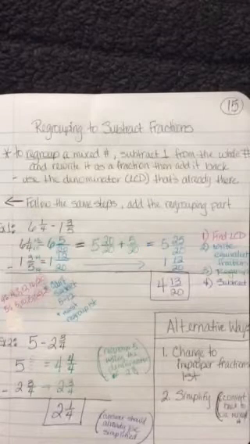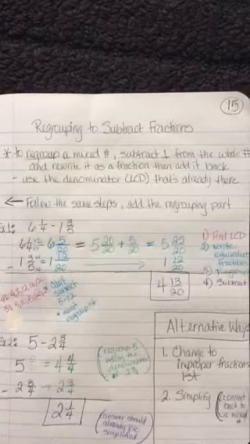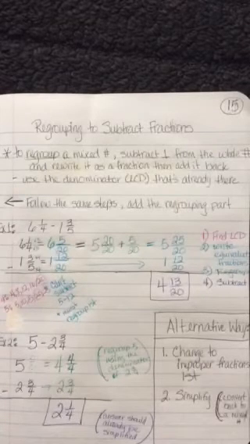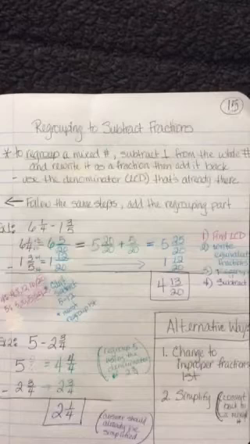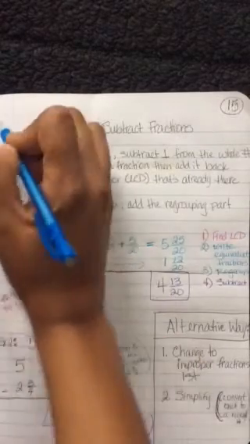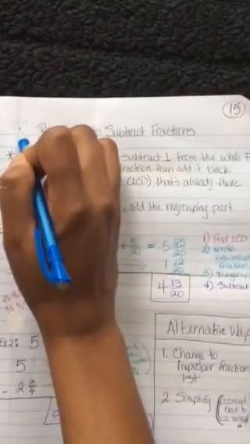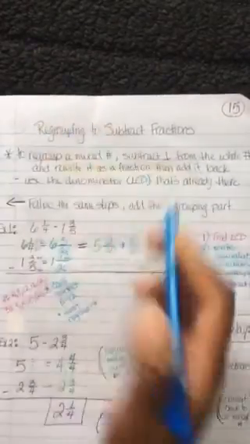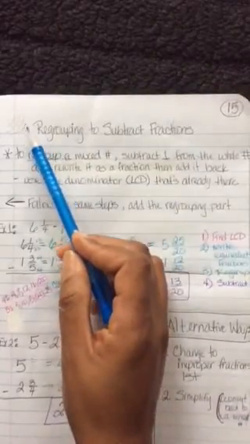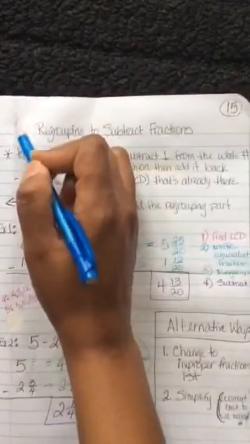Now what I mean when I say regrouping to subtract fractions, this is the same as when you have 250 minus 172. If I write that down and we look at it, and you really don't have to write this down, you can see that you cannot take 2 from 0. Neither can you take 7 from 5. So we would have to borrow and regroup.